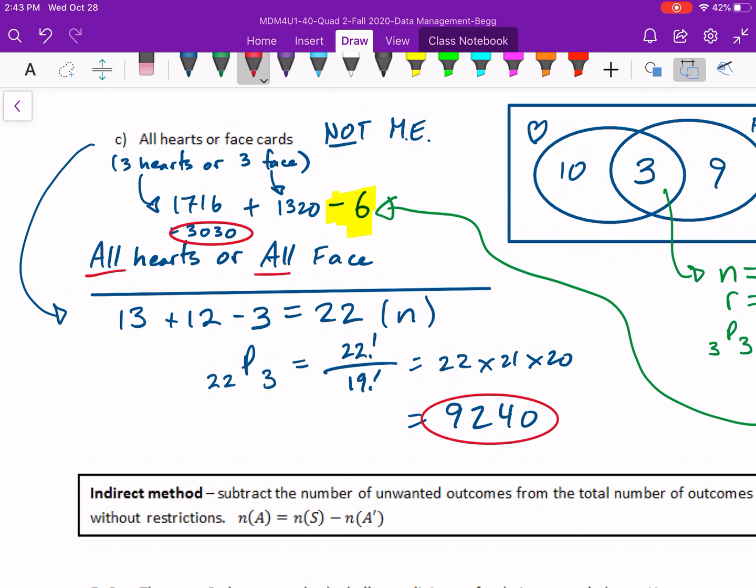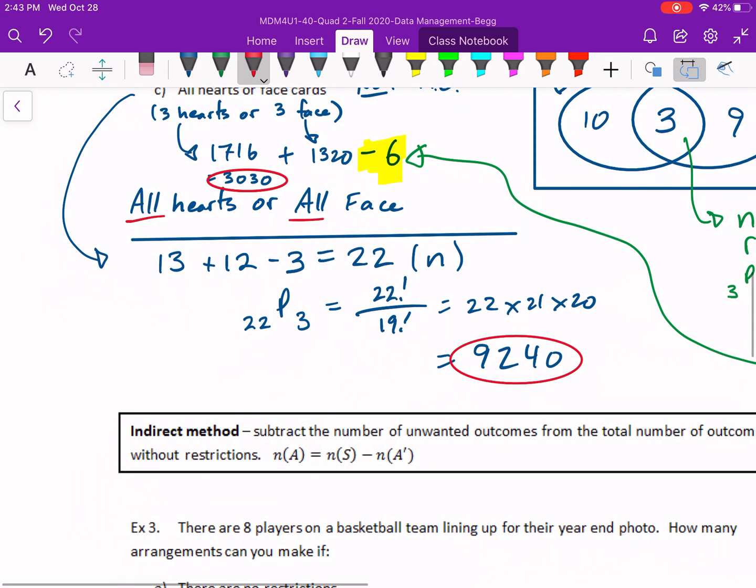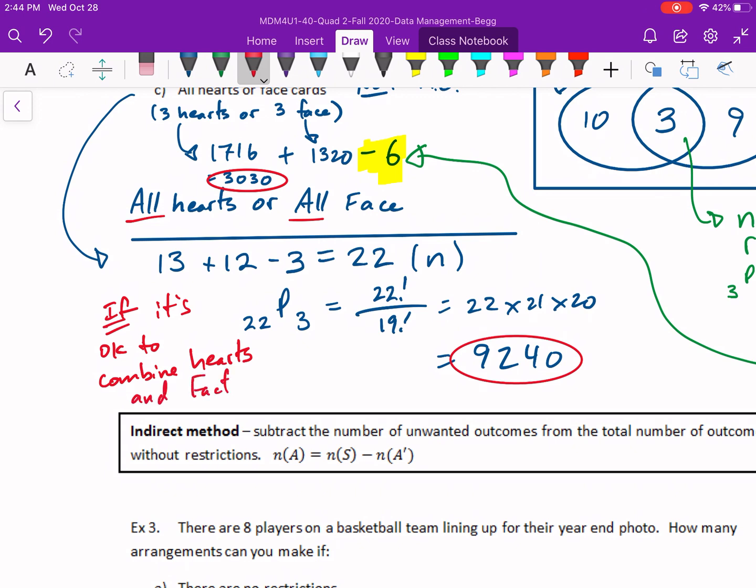That would only be if it's okay to combine hearts and face. I should say non-heart face cards.